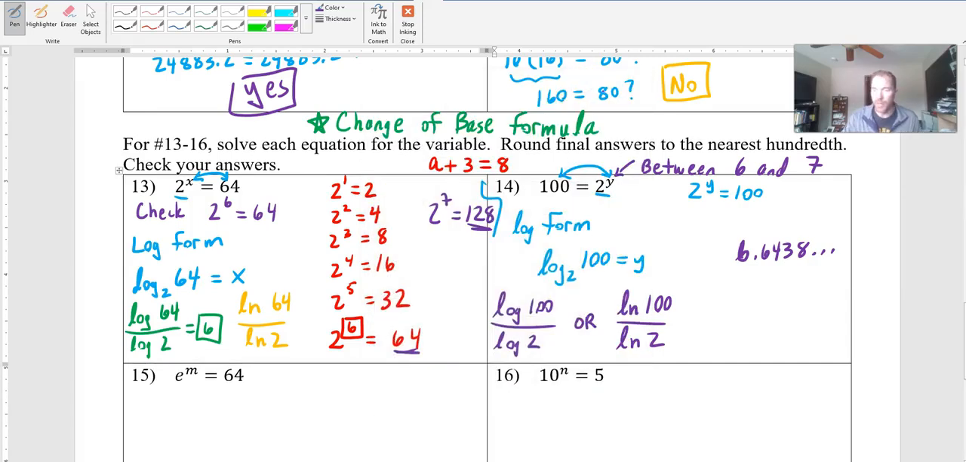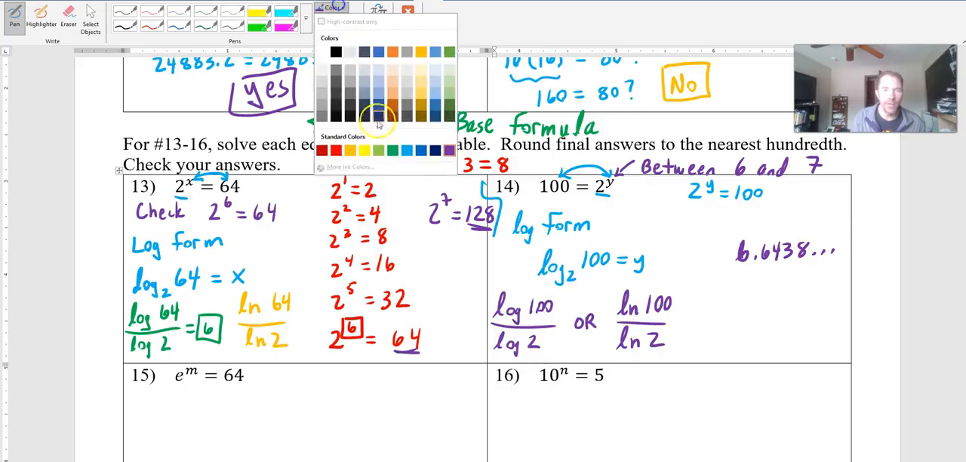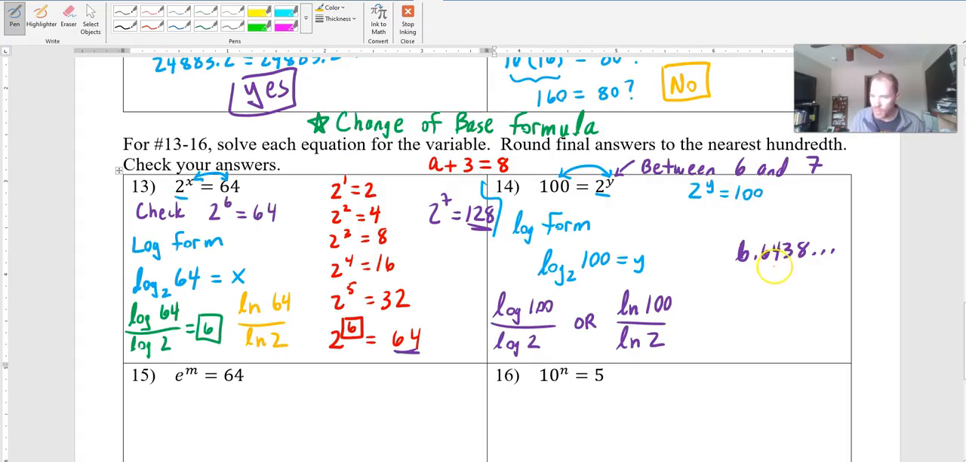So now comes the rounding. We're rounding to the nearest hundredth, which is the decimal point and 2 more digits. We're looking at the 4. We got the 3 next to it. That's 4 or less, so let it rest. So here y is going to be approximately 6.64. Okay. Before I box that in, let's check here.